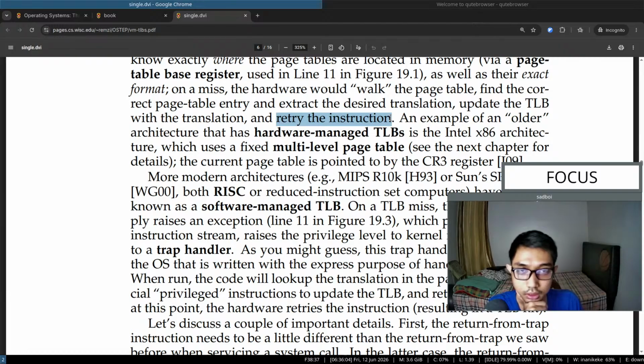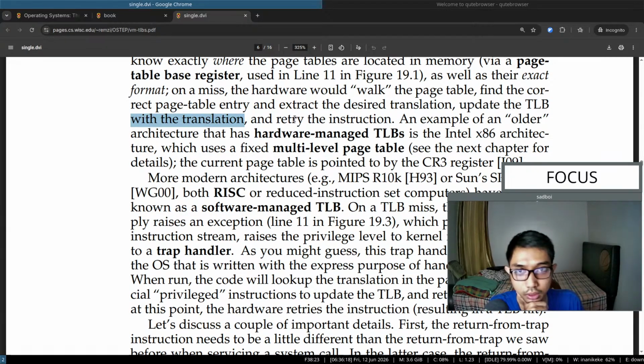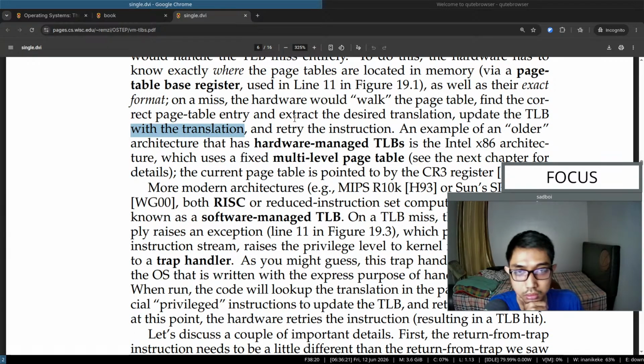Retry the instruction. So does that mean after we update the TLB with the translation, we will look at the TLB again? Is that it?